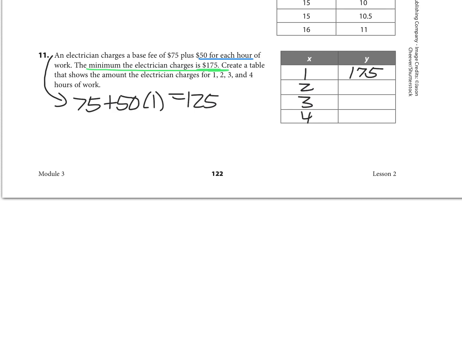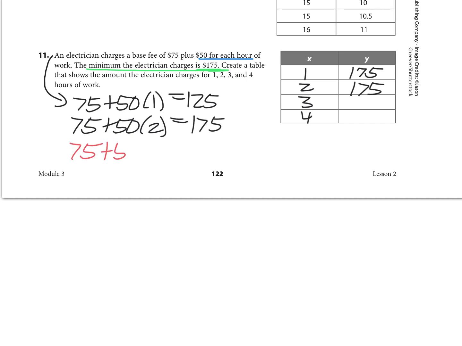Okay? So what I have to do is try this formula with each hour, see how much I get. So 75 plus 50 times 2, well, that would be 175. So 175. Then what's going to happen? Well, because it's $50 per hour, I know it's going to go up 50 each time. Let's just try it here.